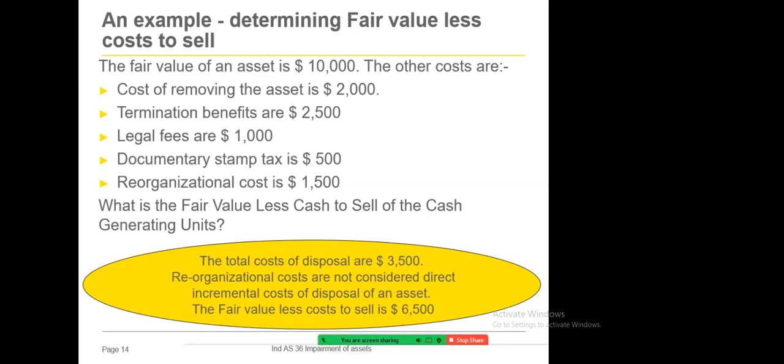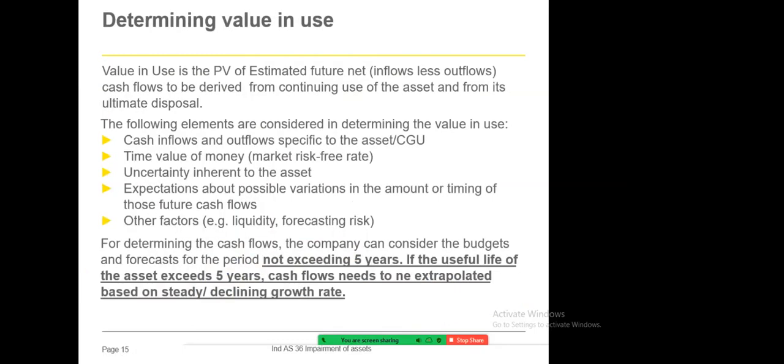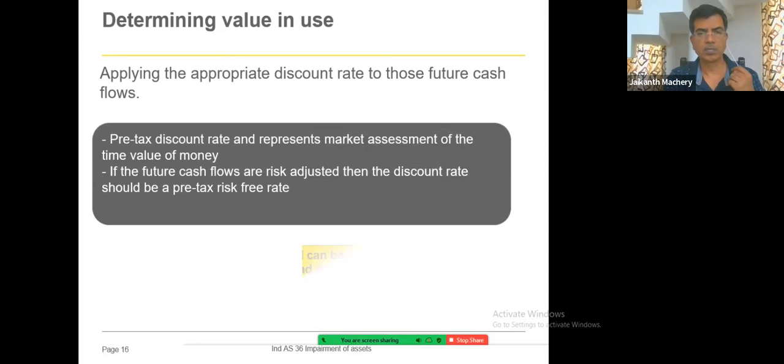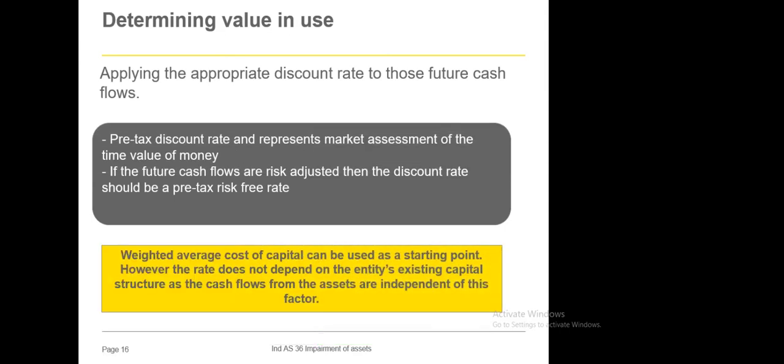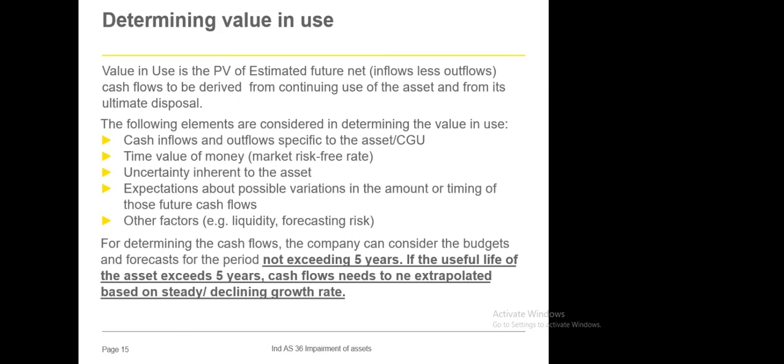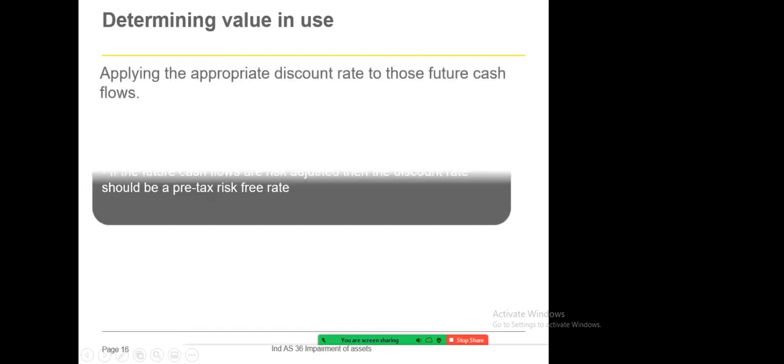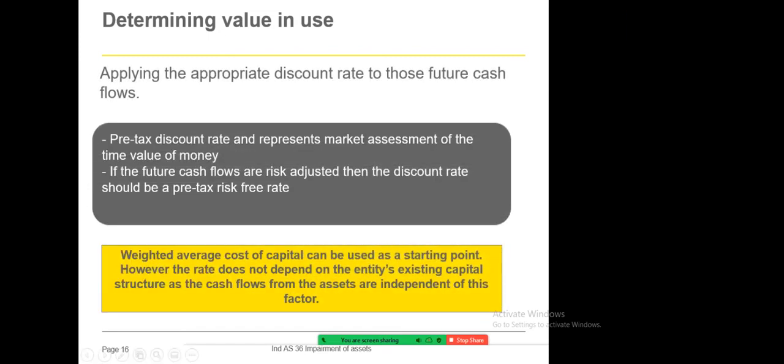Okay. So when we discussed value in use, now I was just moving to how to determine the value in use. For determining the value in use, in the last slide, we discussed that we need to take the time value of money. That means we need to take one discount rate basis which we will be able to discount the net cash flows. So what is the discount rate that we can take? Discount rate can be a pre-tax discount rate which represents the market assessment of time value of money. However, if the future cash flows are risk adjusted, then the discount rate should be the pre-tax risk-free rate.